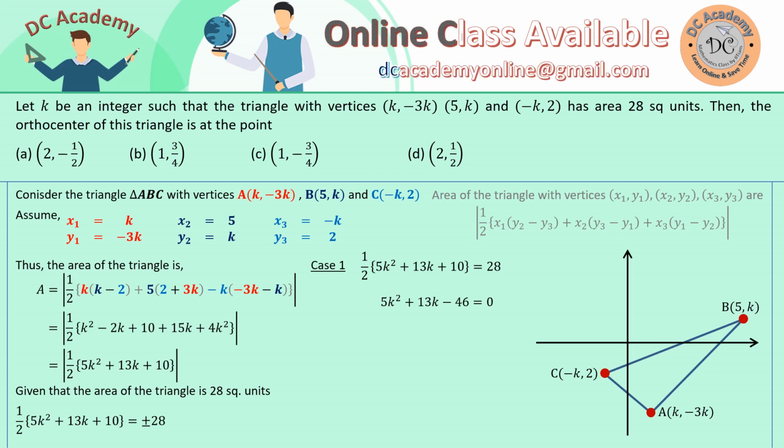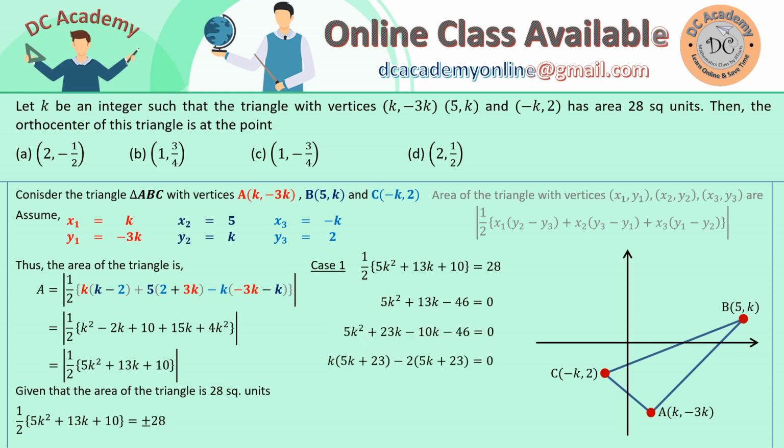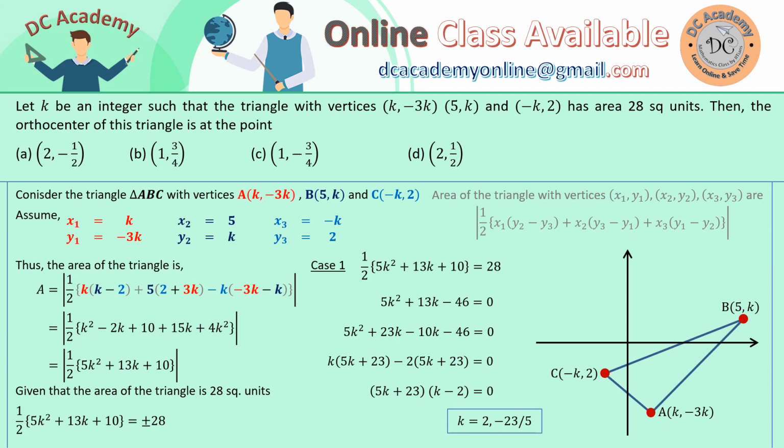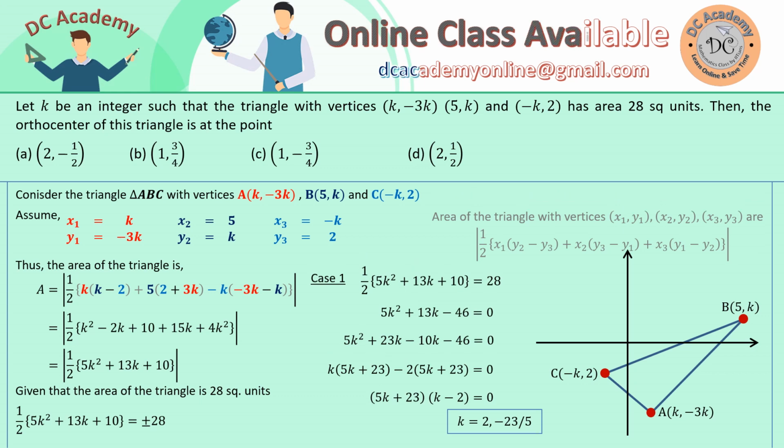Now our job is to solve this particular equation. How do we solve that? Obviously by middle term factorization. If we do the middle term factorization, we get it as 23 and 10. That's very easy. So we do the basic factorization step by step, and we get the values of k as either 2 or minus 23 divided by 5. So that's it, we get the values of k for case 1.